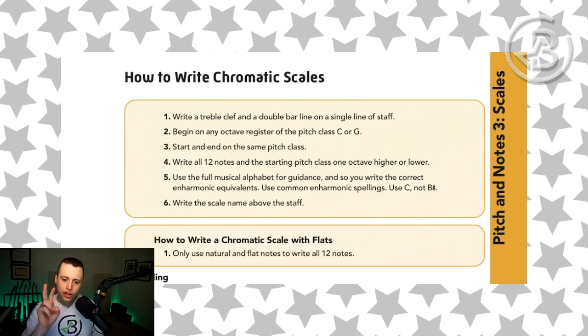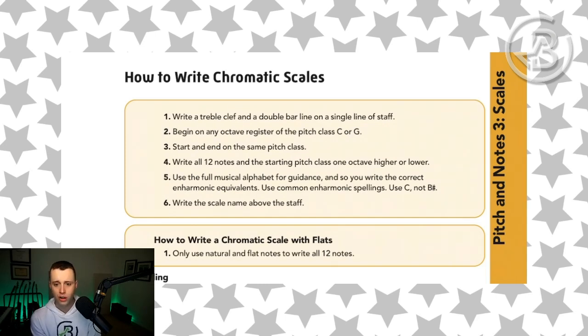Now, we're only going to do two types of chromatic scales in this book in level 1. We're going to do chromatic scales that start on C and chromatic scales that start on G. You can start the scale on any pitch class of C or G that you know how to write with the treble clef and the ledger lines. So you're always going to start and end on the same pitch class. If you start on a C, you're going to end on a C. If you start on a G, you're going to end on a G.